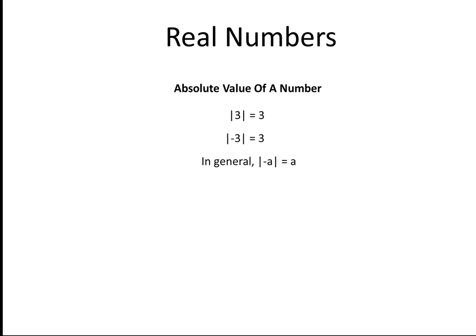In general, the absolute value of minus a is equal to a. A can be any real number. It can be a whole number, a decimal, or a fraction. The absolute value of 0 is 0.